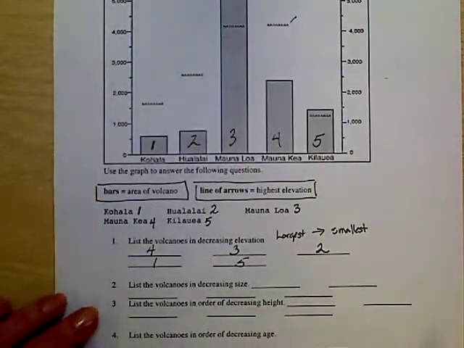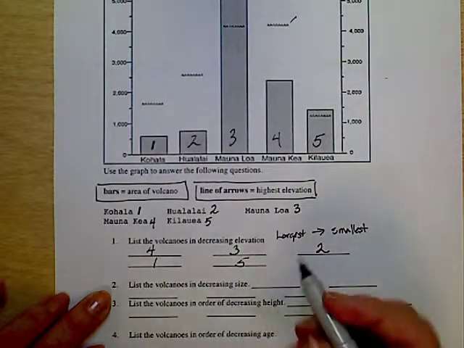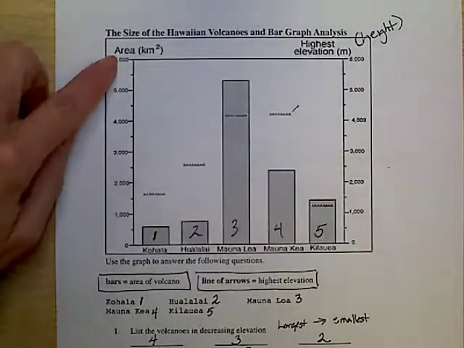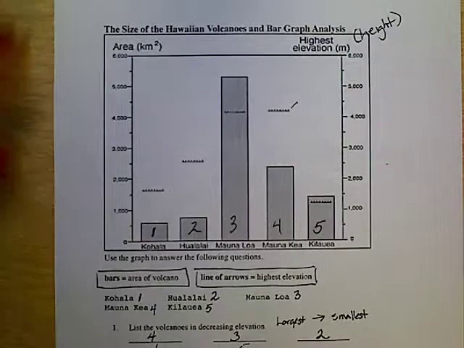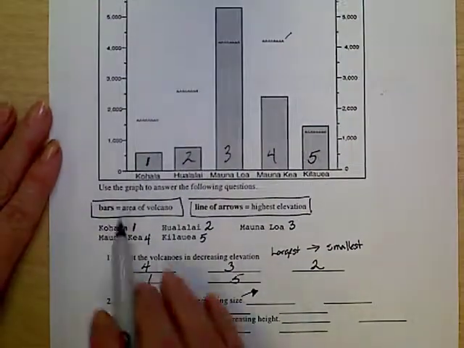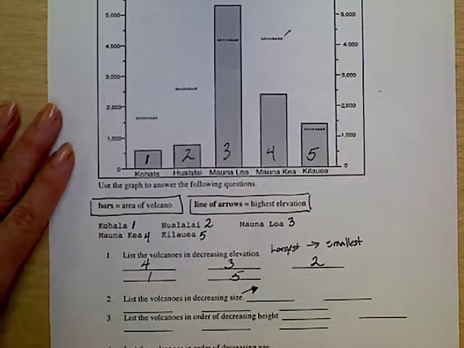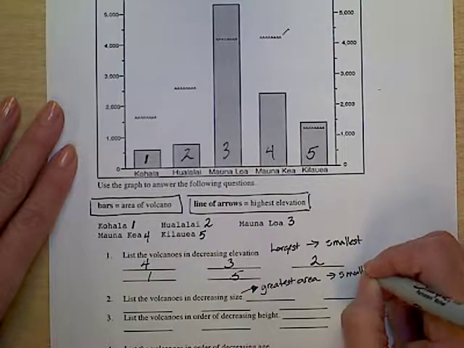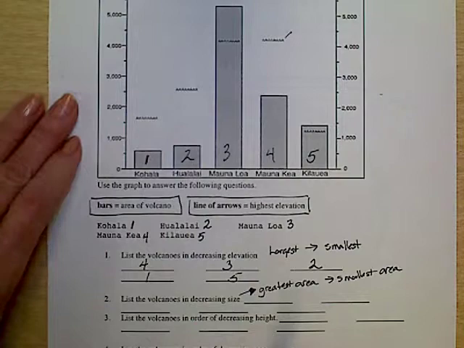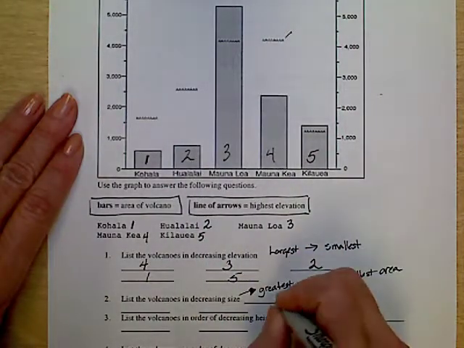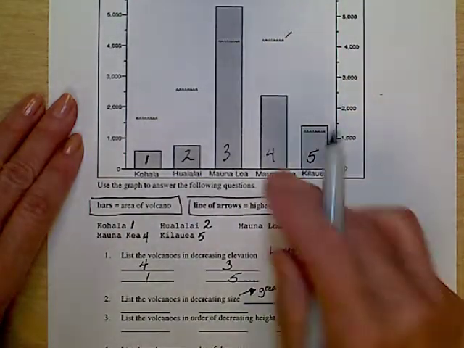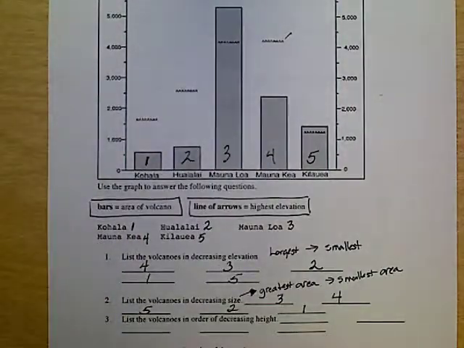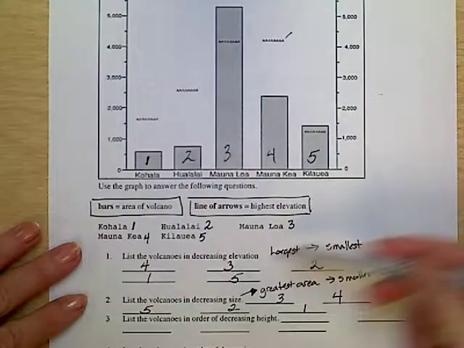Now let's take a look at our next question. It asks us, list the volcanoes in decreasing size. Well, our graph here does not tell us the size. It doesn't say size, but it does say area. So the area is going to be the size of our island. So we're going to look at our bar graphs. The bars represent the area. So we're going to go from greatest area to smallest area. Again, we put numbers on these, so let's see which one has the largest bar graph. Definitely number 3. Our next one, definitely number 4. Then we go down to 5, 2, and 1. Not so bad after you take a small amount of time to figure out what it's telling us here.